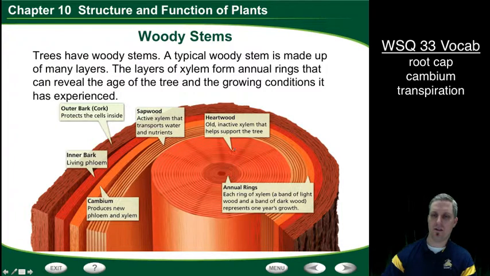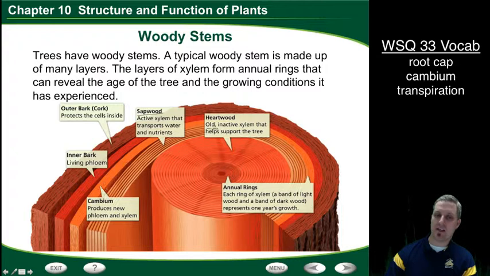Then you have the center portion, which is the heartwood. This is the old inactive xylem that helps support the tree. That's the strength of the tree. It's the inner core. Then you get into the sapwood. The sapwood is the active xylem. This is where nutrients are actually transported at this point. And so sapwood's really important because it's still getting water up to the tree.